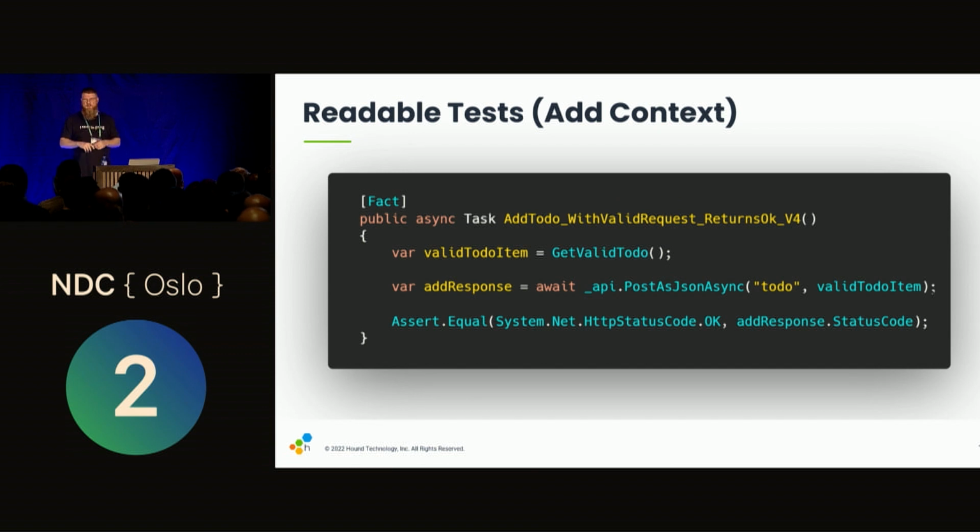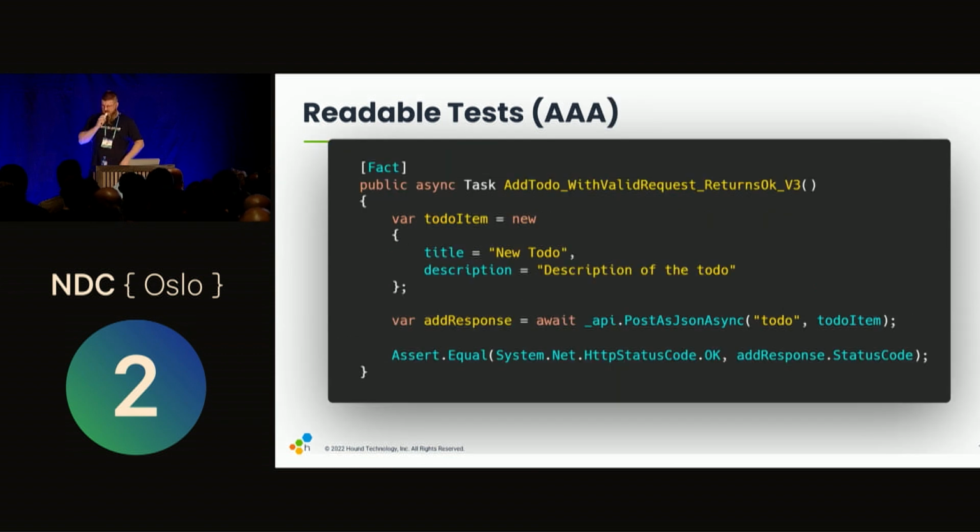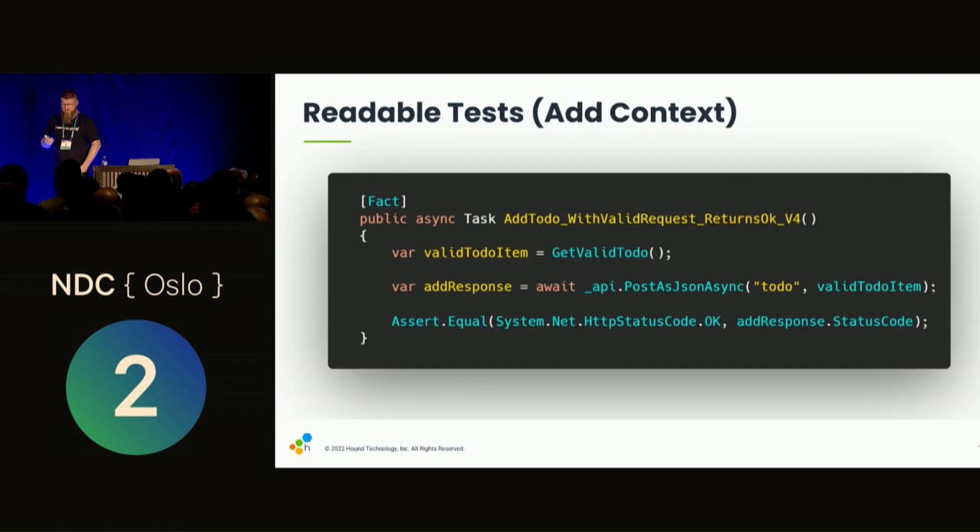Because when you come back to it and look at it, you go, is the title important? Is it important that it says new to-do? Is that the only thing that's acceptable? Does it have to be that length? Is that important? No. What's important for this particular test, which is our with valid request, is that there is a valid to-do. So I've given it some context and called it get valid to-do, a valid to-do item, more specifically.